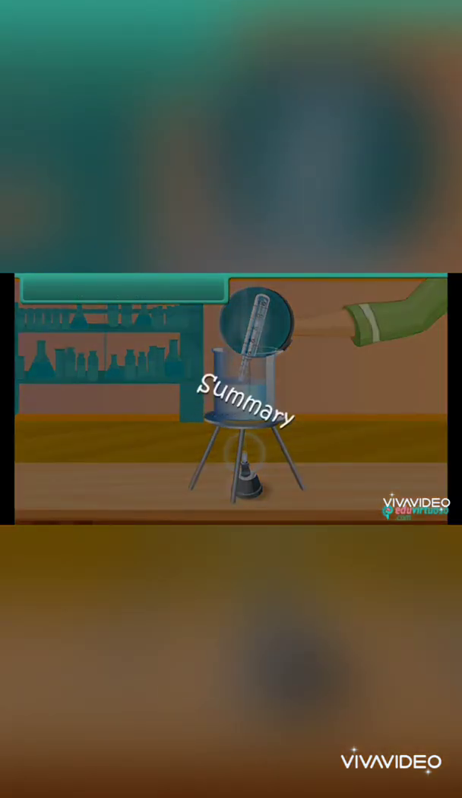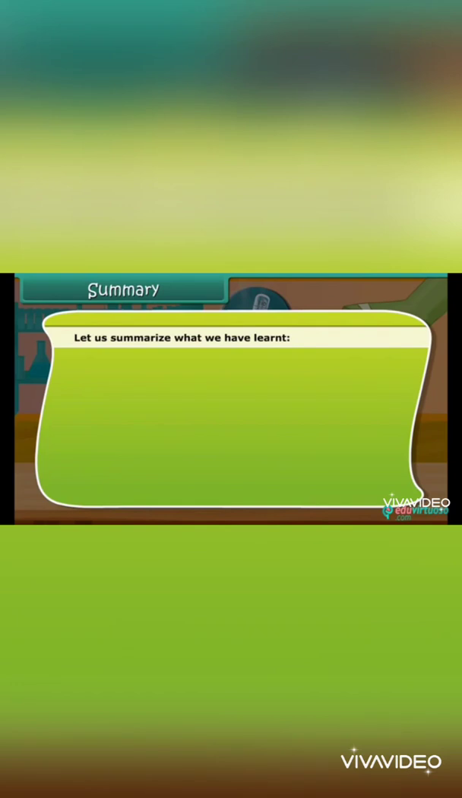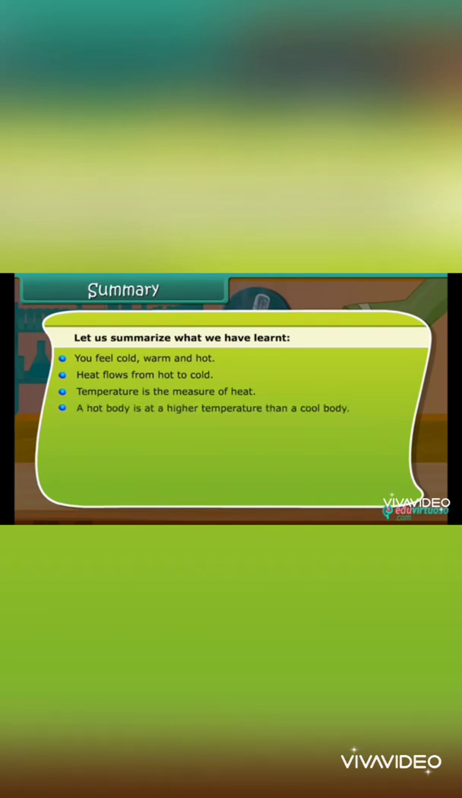Summary. Let us summarize what we have learned. You feel cold, warm, and hot. Heat flows from hot to cold. Temperature is the measure of heat. A hot body is at a higher temperature than a cool body. Thermometer is used to measure the degree of heat in a body.